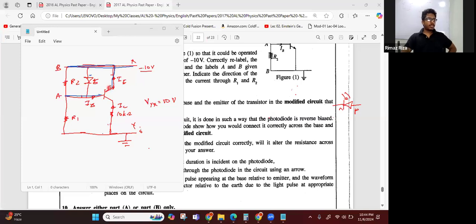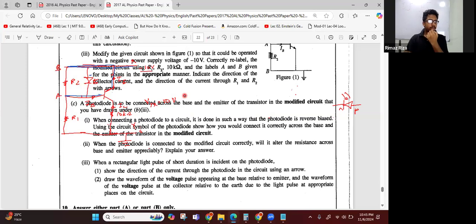The potential difference across the base and the emitter is only 0.7 volts, right? Because it's a BE junction, the potential difference is 0.7. So that 0.7 is quite enough to bias this. In fact, this is a reverse bias, and reverse bias means zero current. Only a little leak current will be there, so there is no significant change. Therefore, when the photodiode is connected to the modified circuit, will it alter the resistance across the base and the emitter appreciably?